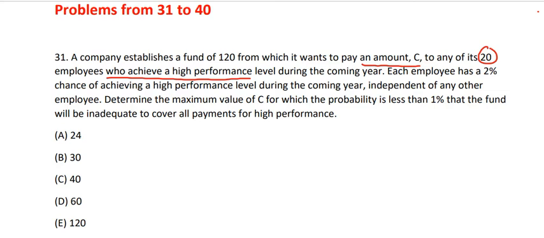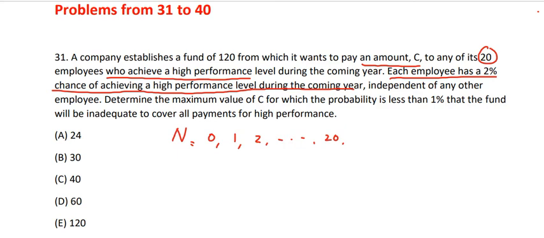This number is not fixed. This number is a random variable. It can be 0, no one, or one of them, or two of them, or all of them achieve high performance, right? So this number A follows which distribution? Each one has a 2% chance to achieve this.